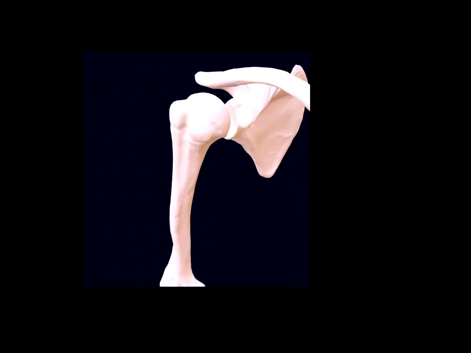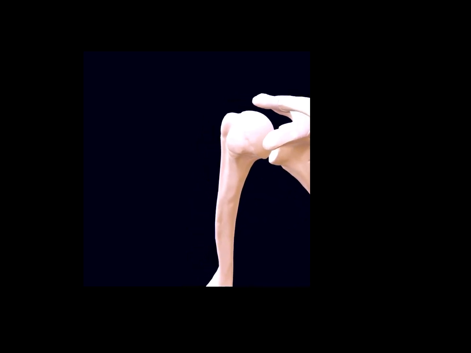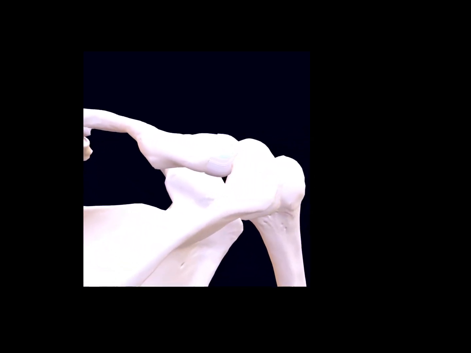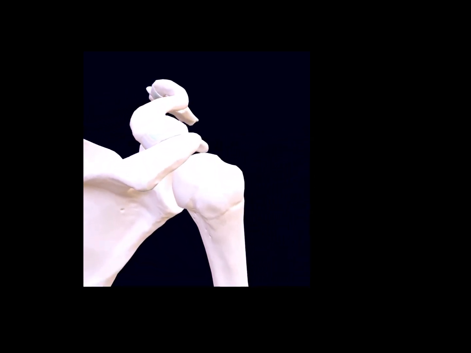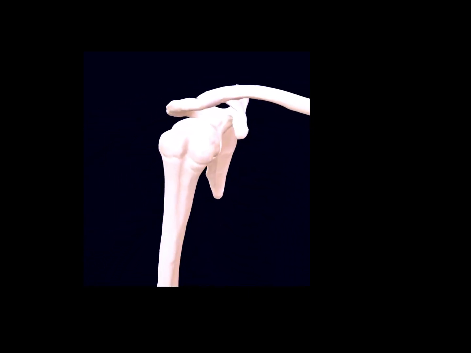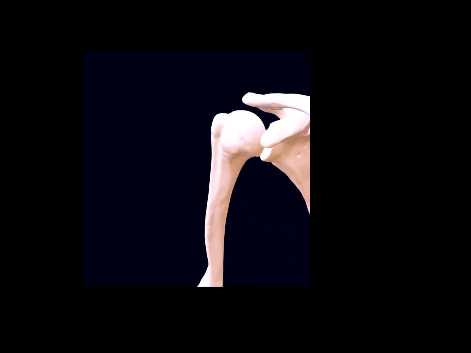Lastly, the main articulation, which is the glenohumeral joint, is a synovial ball and socket joint between the head of the humerus and the glenoid cavity of the scapula. It is the most mobile joint in the body, allowing flexion, extension, abduction, adduction, medial and lateral rotation, as well as circumduction. But this mobility comes at the expense of stability.